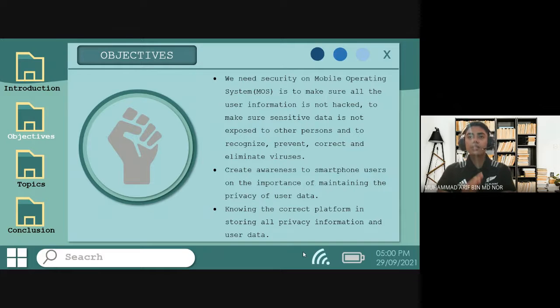Second objective is to create awareness to smartphone users on the importance of maintaining the privacy of user data. And the third objective is knowing the correct platform for storing all privacy information and user data.